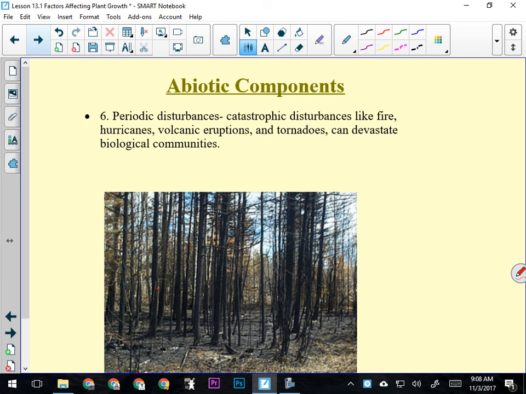Tornadoes, same thing. When a tornado comes through, it blows down a lot of trees. When the trees are blown down, it redistributes how much sunlight can get to the soil. Those trees are killed off, so there's more opportunity to get water out of the soil because they're not taking it. So again, it's just about a redistribution of things.